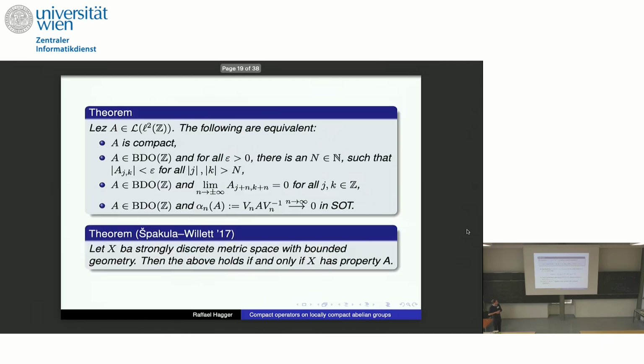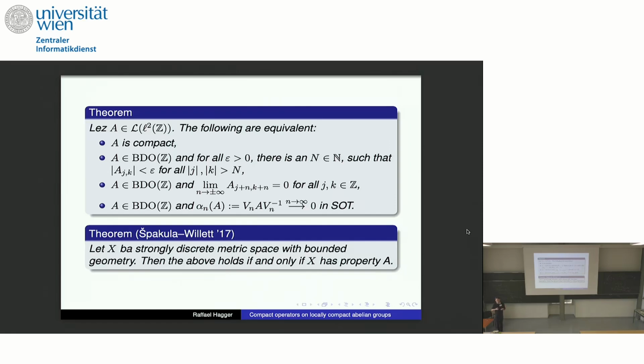Now, okay, I want to discuss this theorem by Spakula and Willett from 2017. They generalized this from the integers to, well, pretty much any discrete metric space. I'm going to walk you through the different notions here.